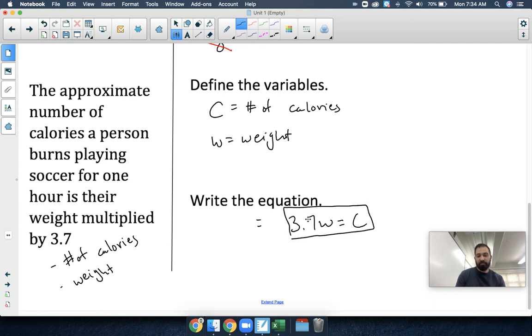Again, let's say that someone weighs 100 pounds. Okay, so we want to know how many calories we burn in an hour playing soccer. Well, we do 3.7 times 100, which is someone's weight, and that equals C. 3.7 times 100 is 370. So we burn 370 calories in an hour playing soccer.